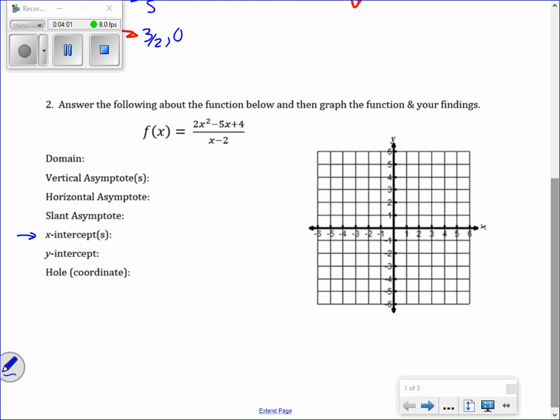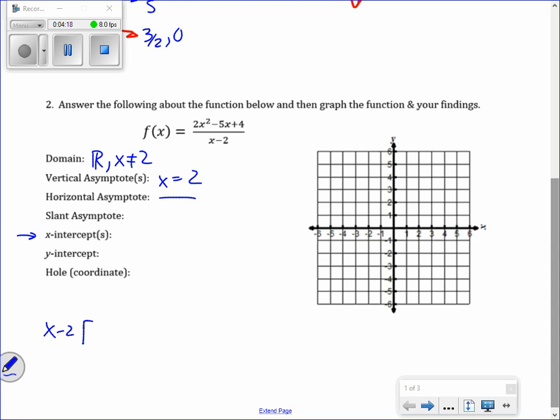All right, so let's do the easy part, the domain. X can't be 2. So all real numbers, x cannot be 2. Vertical asymptote is also at 2. Horizontal asymptote, well, the top has a higher degree than the bottom. So there's no horizontal asymptote, therefore there's a slant asymptote. So I need to go and do long division.